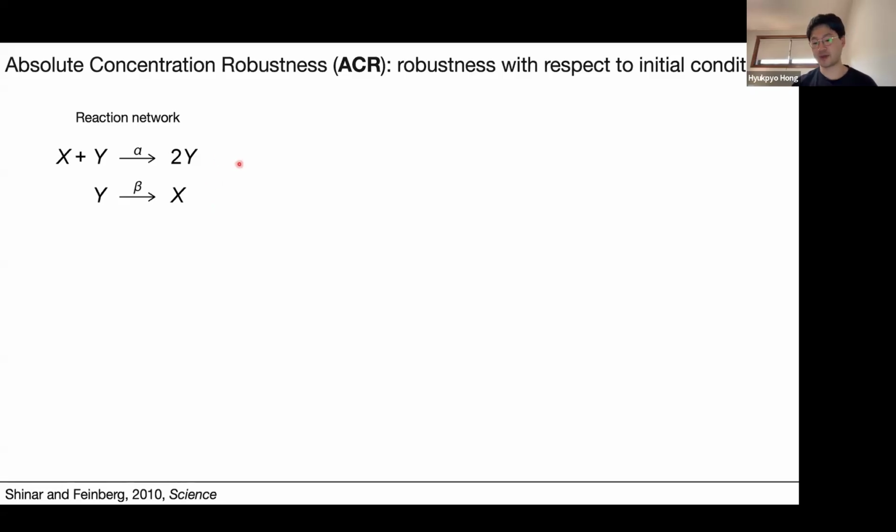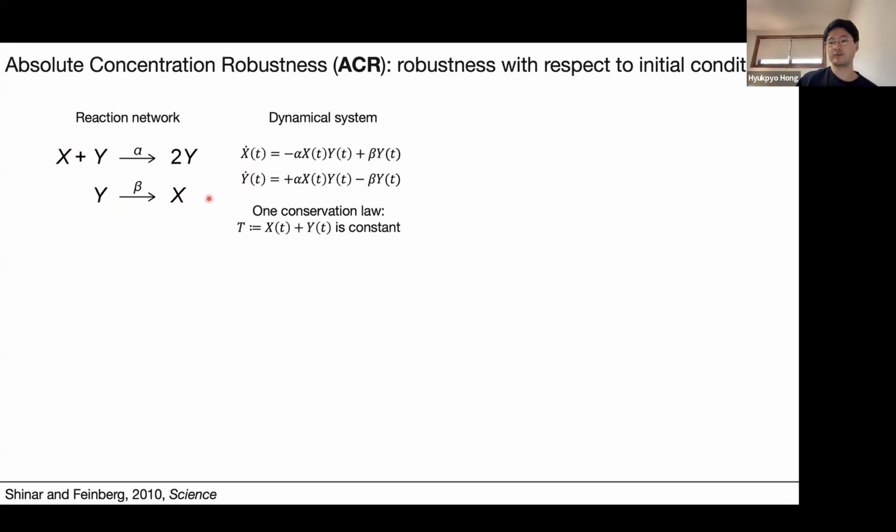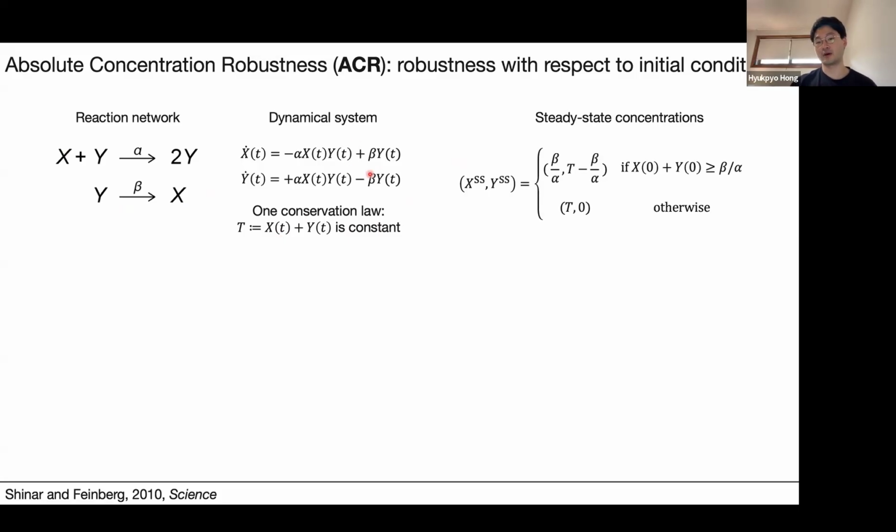We have two reactions, x plus y to 2y and y to x. And we can write down the corresponding set of ODEs with two lines of equations. In this case, because there is no pure production or pure decay of x or y species, the summation of those two species is always a constant. So this is the only conservation law that the dynamical system has. And we can write down the algebraic equation that represents the steady state concentration. Then the steady state concentration is given by this formula.